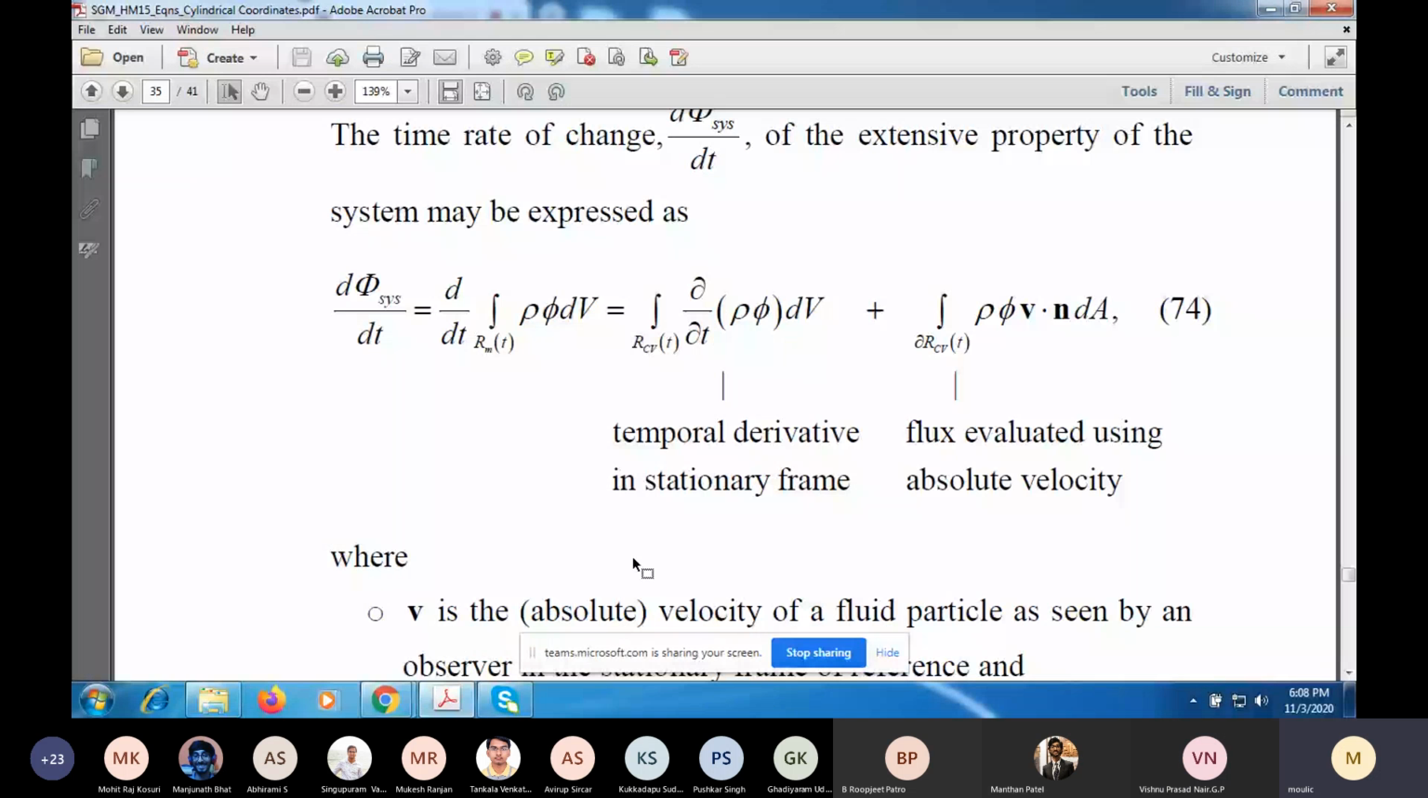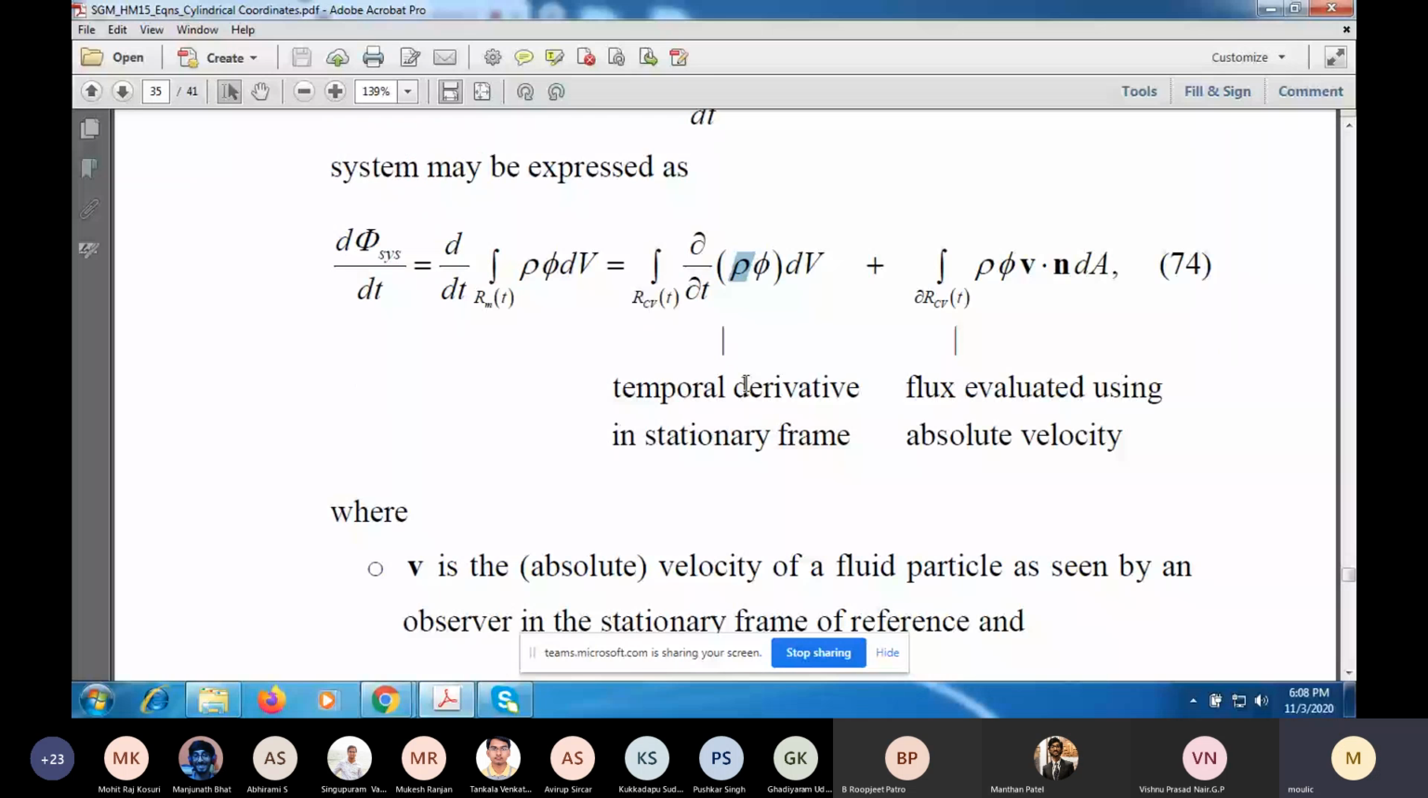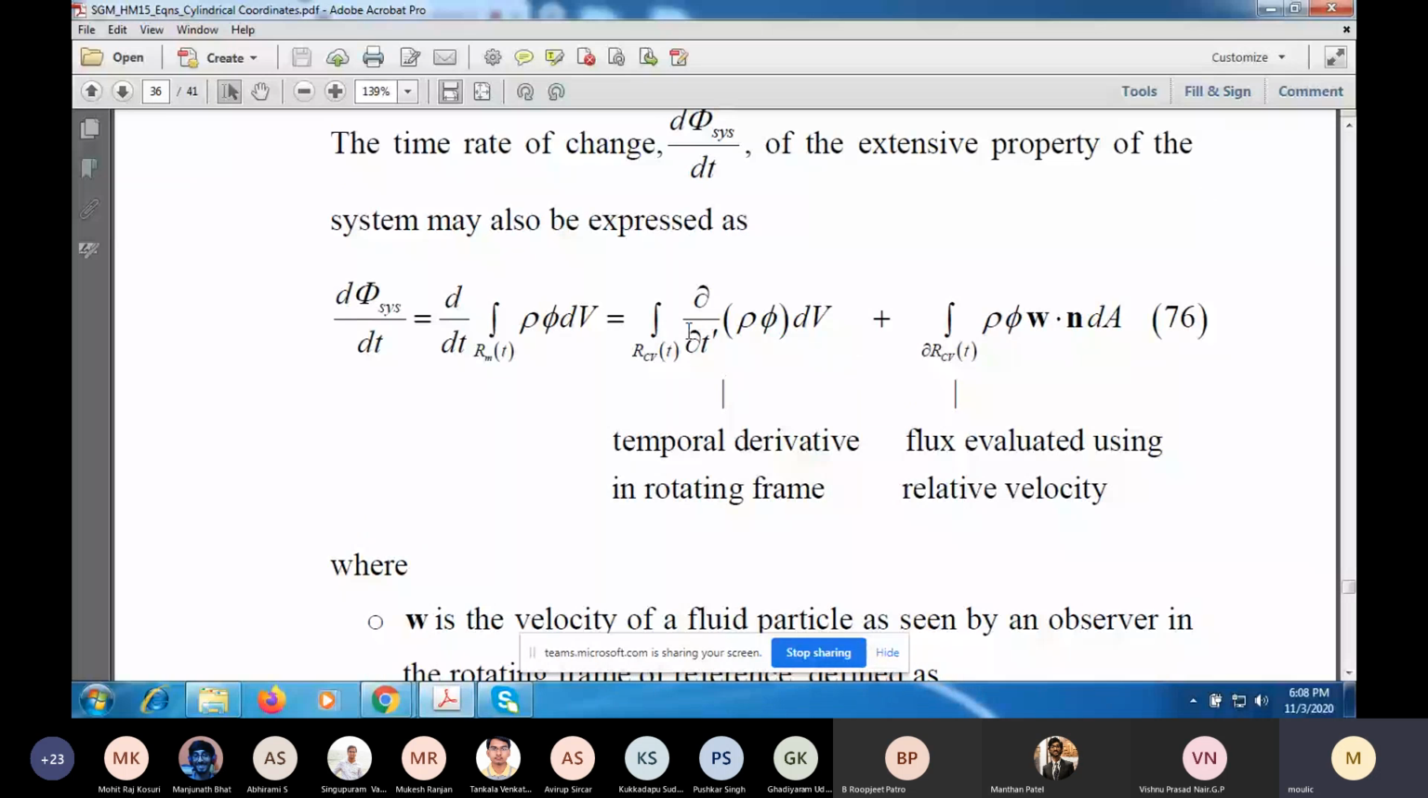So the form that I've used is this form. d/dt of phi system is del t in the stationary frame plus the flux evaluated using the absolute frame velocity. Now this is always valid. Only problem is sometimes this integral is non-zero. An equivalent form is you use del L T prime, the temporal derivative in the rotating frame, and then you have to evaluate the flux using the relative velocity.